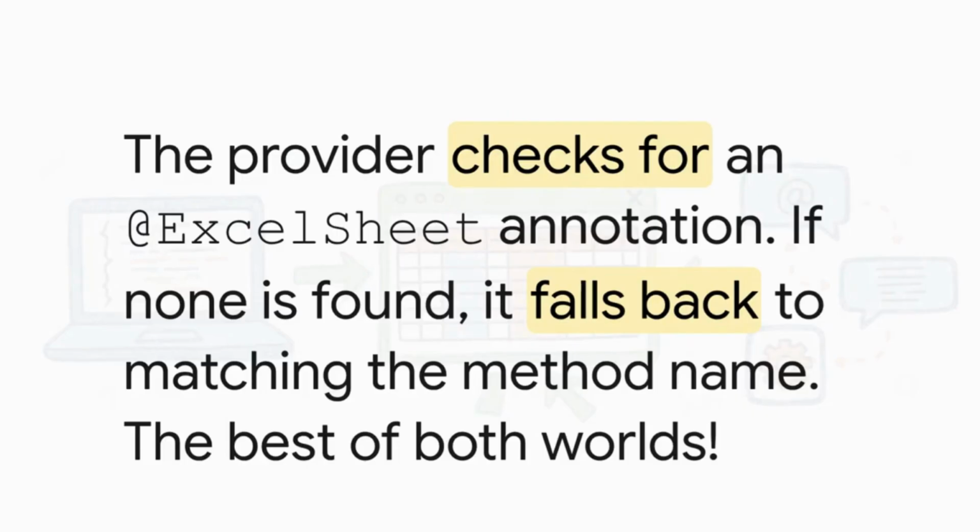And here is the updated logic. Now our data provider is even smarter. It has a plan A and a plan B. First, it checks if the test method has our special @ExcelSheet annotation. If it does, great, it uses that. If it doesn't find one, no problem. It just falls back to our original plan of matching the method name. It's really the best of both worlds.